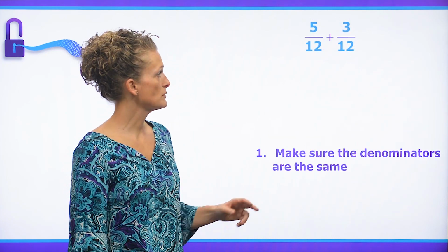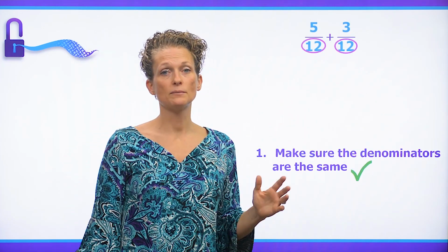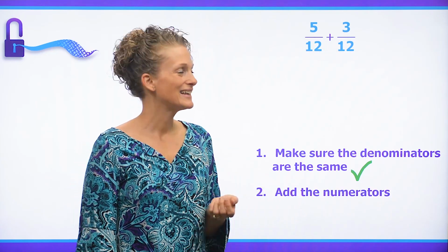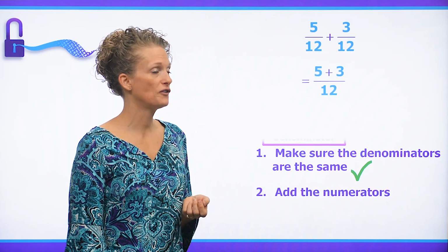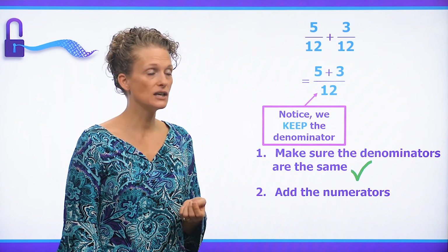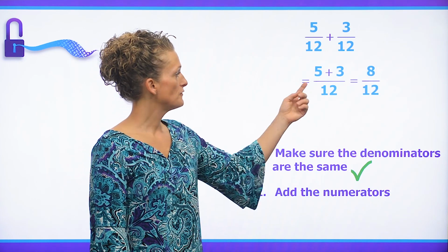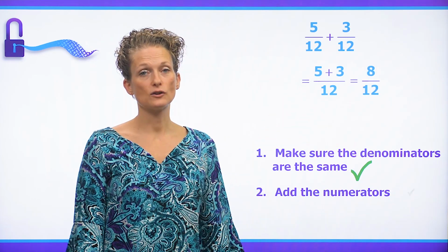And of course, the first step was to make sure that the denominators were the same, which is what we just did. Now we can add the numerators, which is 5 plus 3. Again, notice we keep the denominators the same. 5 plus 3 is 8, so we have 8 over 12.